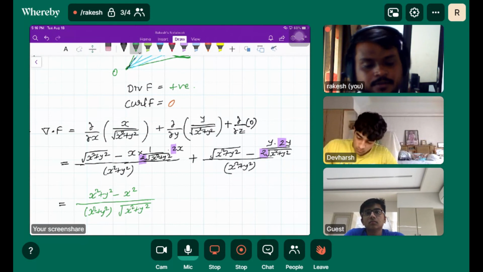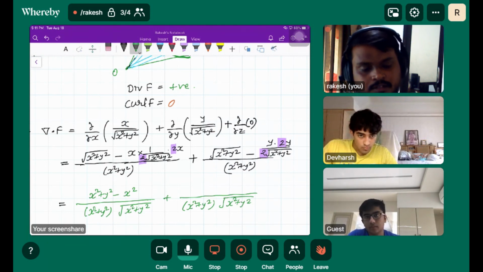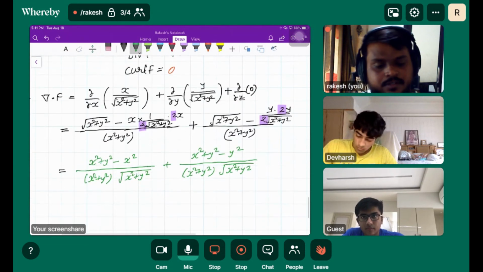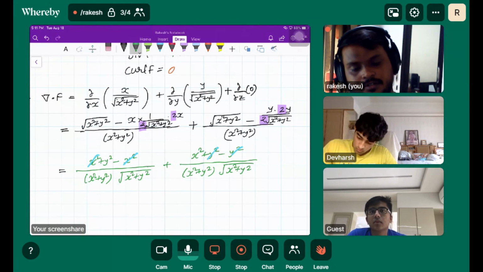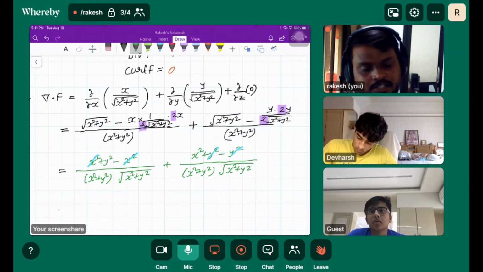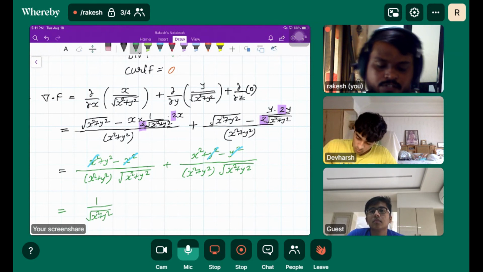Plus x square plus y square, root x square plus y square, minus y square. So x square will cancel out, y square will cancel out. If the denominators are the same, the x square plus y square will also cancel out. We are left with 1 over root x square plus y square.